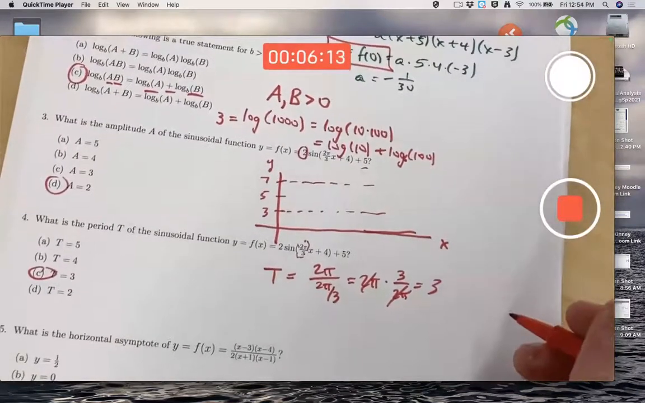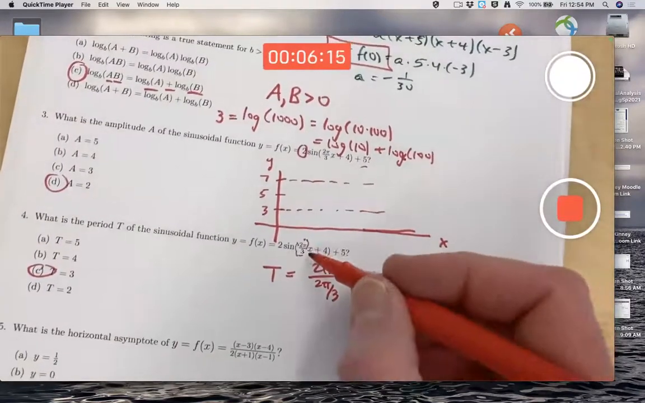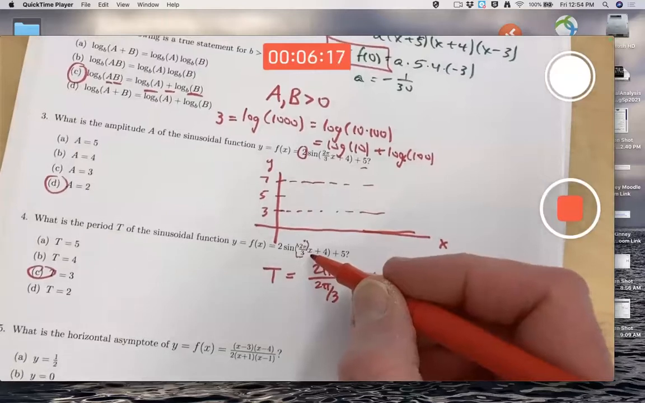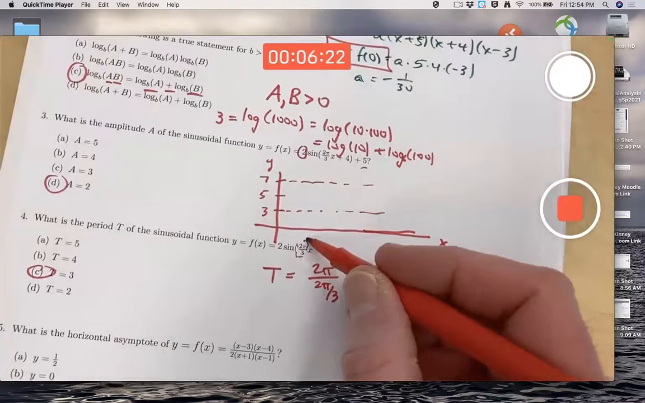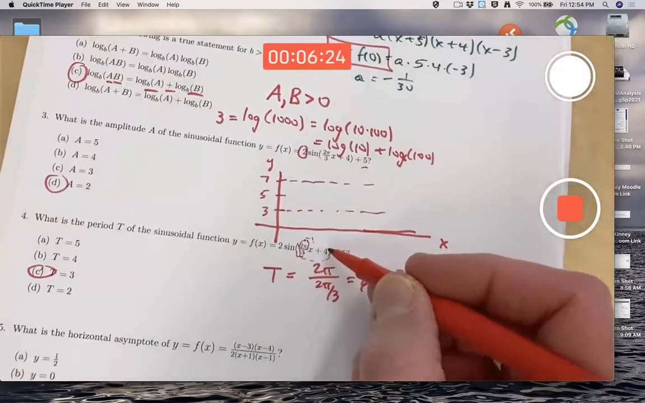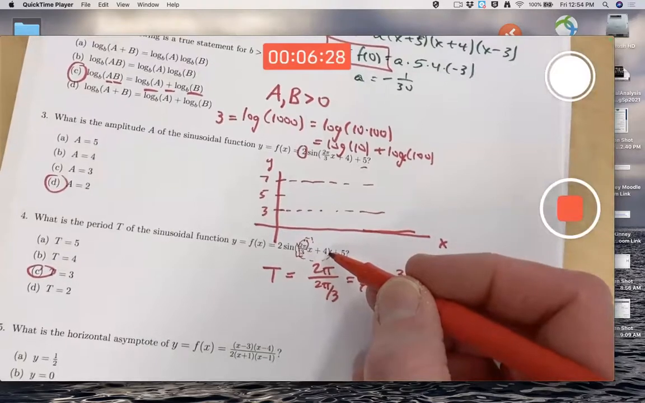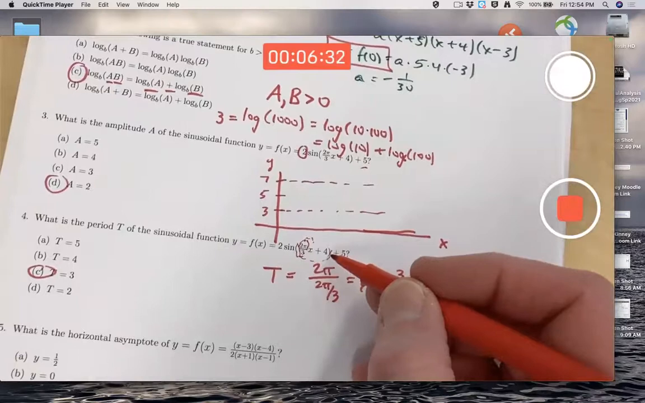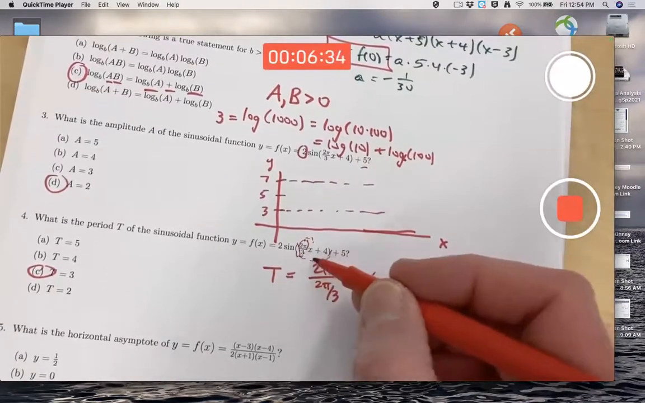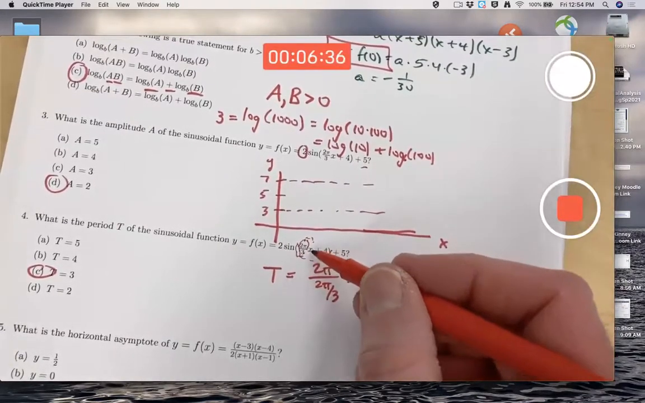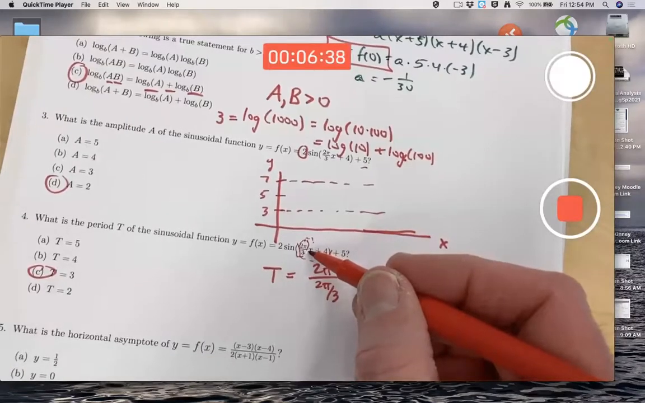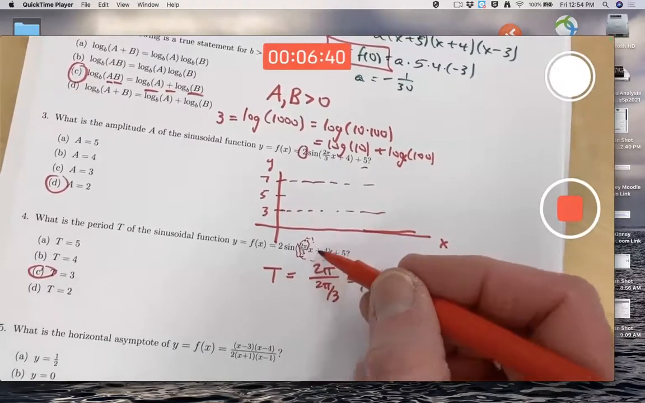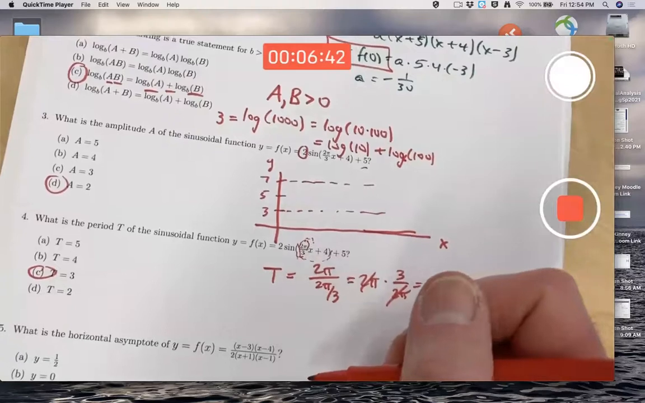You also can make sense out of that by saying, well, what do I need to put in place of x here so that this thing increases by 2 pi units? Because the basic cosine or sine has a period of 2 pi. As x increases, say, from 0 to something, when does this thing increase by 2 pi units? When the multiplier here, this x value is 3, so that the 3's cancel, giving you a 2 pi there.